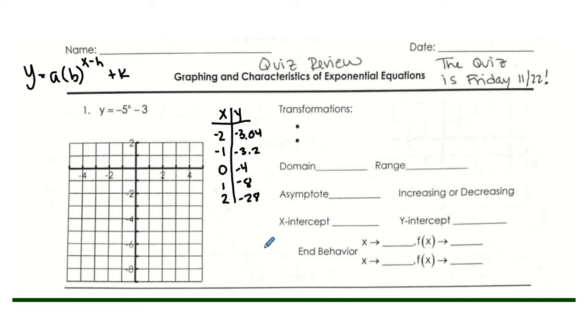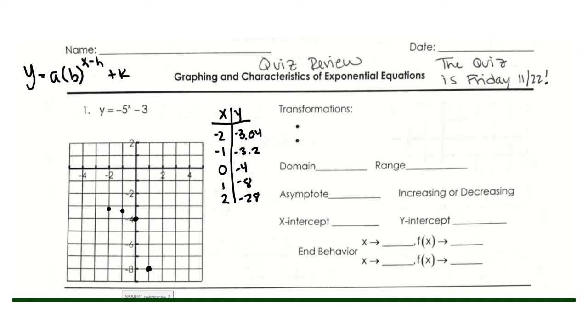So now I can plot these points on my grid. So I have -2, -3.04. Then I have -1, -3.2. And then I have 0, -4, 1, -8. And then 2, -28 is way off my graph, so I'm not going to worry about graphing that one.